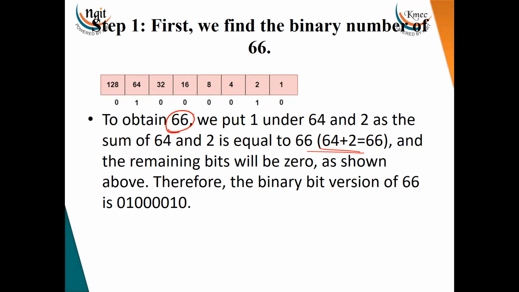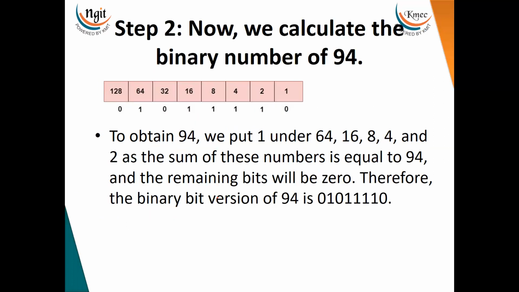Now what is our requirement? I need the 66. That's why here we kept 1 for the 64 and 1 for the 2, and all the remaining numbers are 0. Now the binary number for the 66 is 0, 1, 0, 0, 0, 0, 1, 0. This is the binary number for the 66.